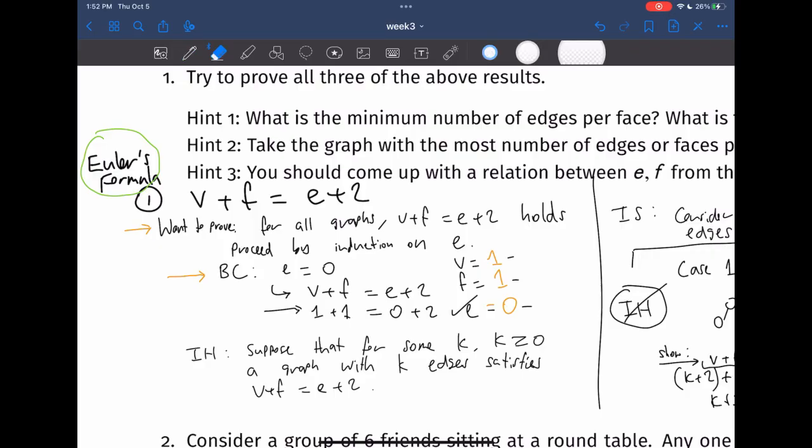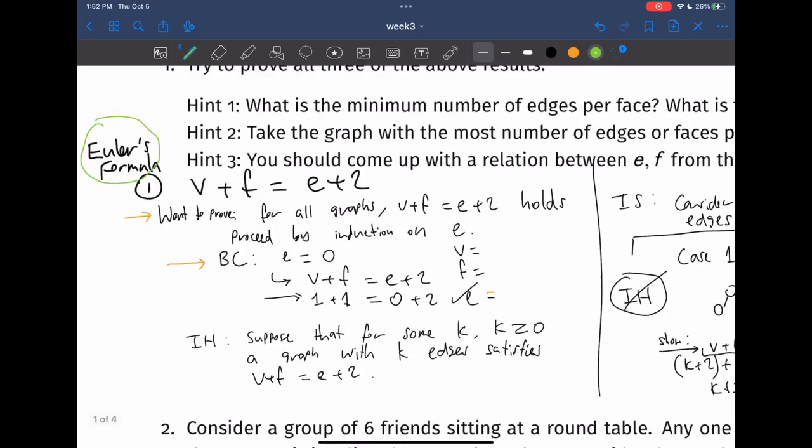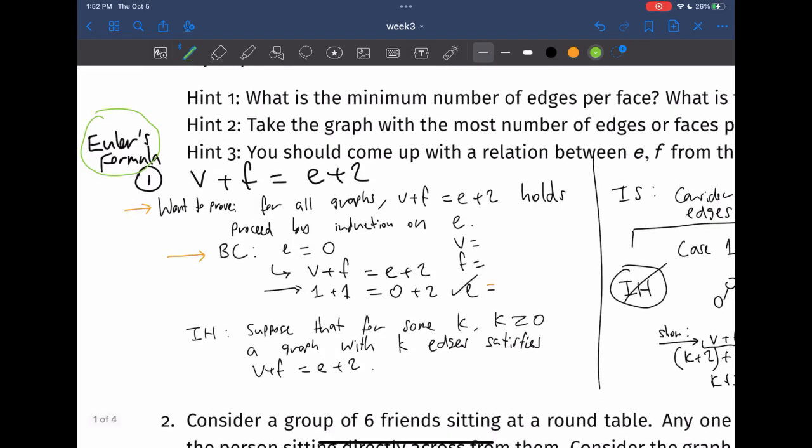And our base case is the first natural number, or e is equal to 0. So we want to show that v plus f is equal to e plus 2 holds for all graphs with 0 edges. So the only graph that has 0 edges, that is still a graph, is the graph with one vertex. And so we can plug in the numbers v is equal to 1, f is equal to 1, and e is equal to 0. And indeed, we can show that that equality does hold. So that's our base case.